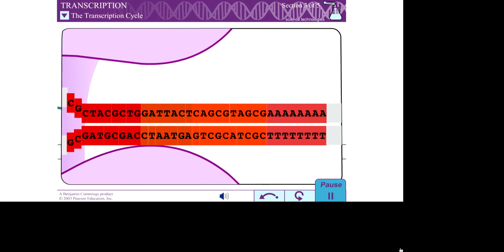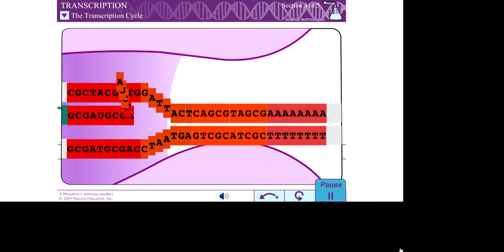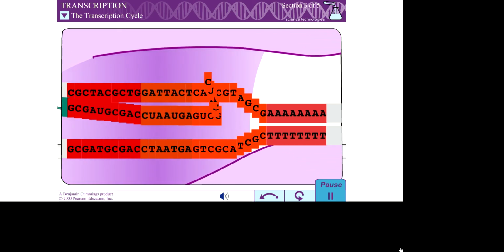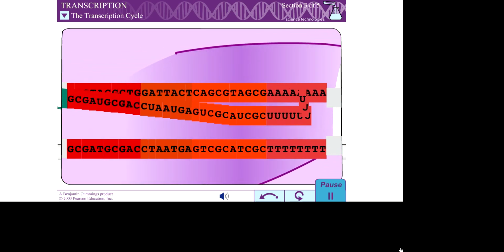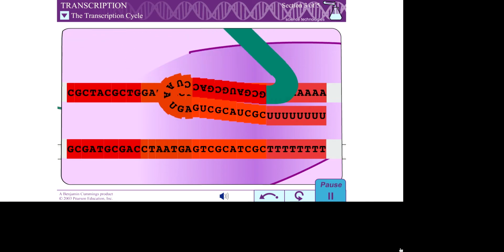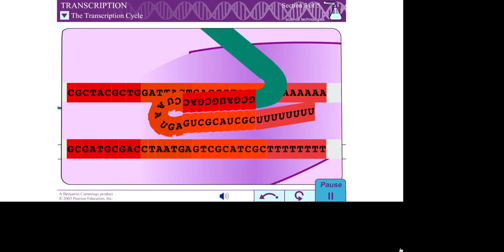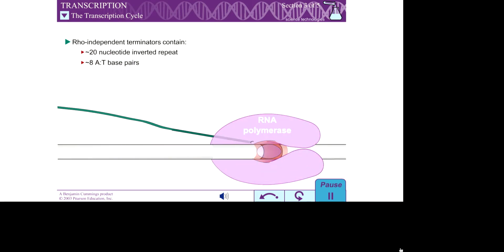The RNA that results from the inverted repeat sequence is able to base pair with itself and forms a hairpin structure. The hairpin then disrupts the elongation complex. AU base pairs are the weakest of all base pairs, allowing the RNA to easily dissociate from the DNA.